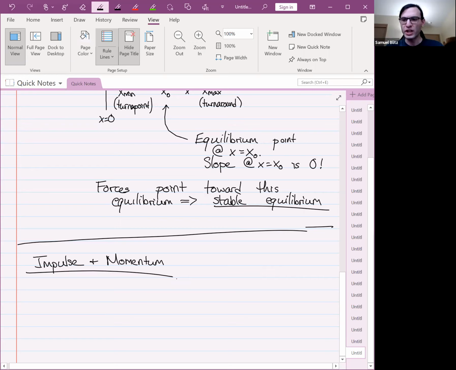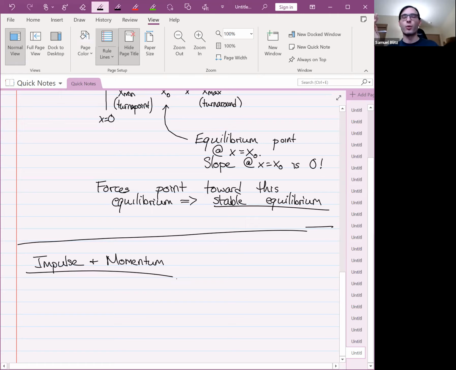Hopefully it's sensible and intuitive to you that applying the same force to an object for a longer amount of time would change the velocity more. The reason is that the acceleration of the object lasts longer, and so if the acceleration lasts longer, then the change in the speed will be greater.